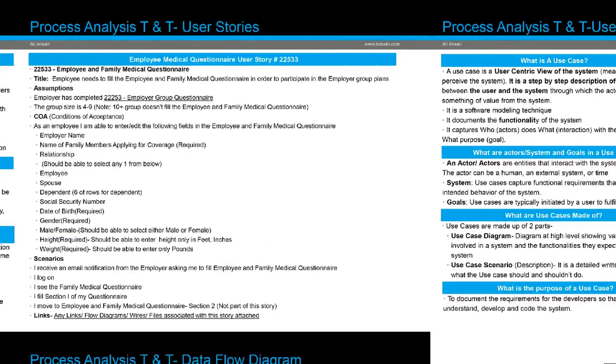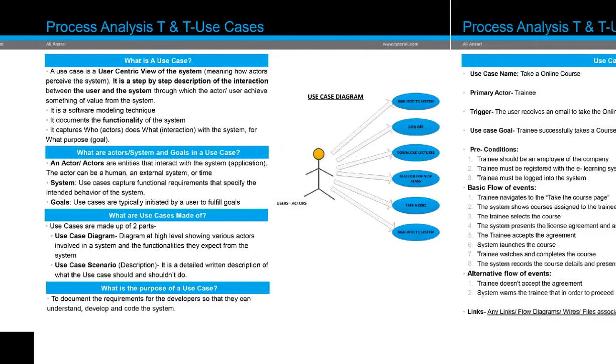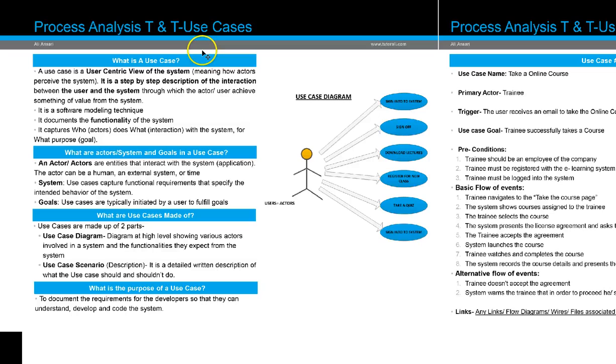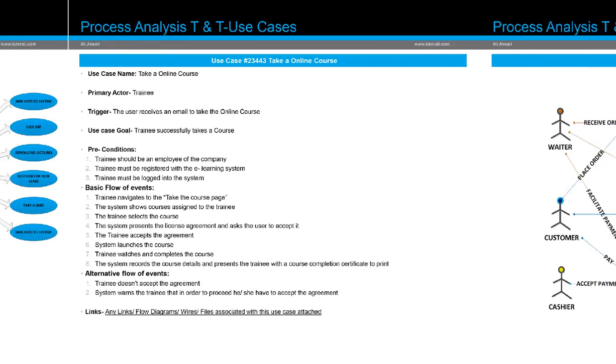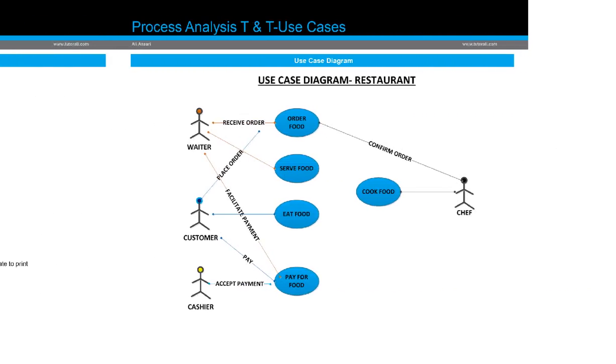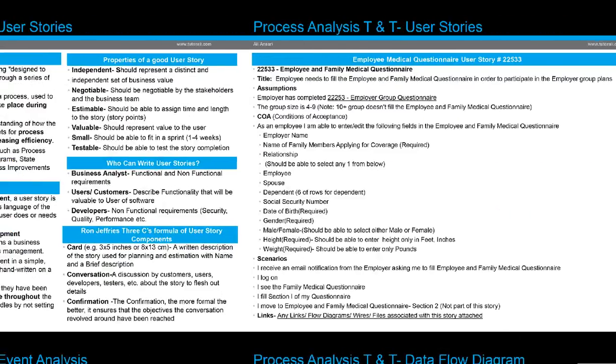Then what we have is the process analysis, where we are going to create use cases. As business analysts, we'll be the ones who are going to create the use case and the actions that are required in the use case, and the users who are going to have these actions. So we have examples of what a use case is, what it contains. Then we have a use case diagram for a restaurant, where we have the users and what they do in the restaurant. So this all will be covered in detail later on.